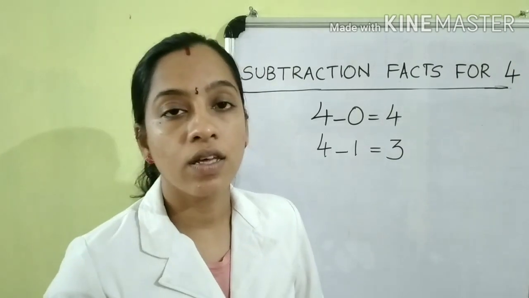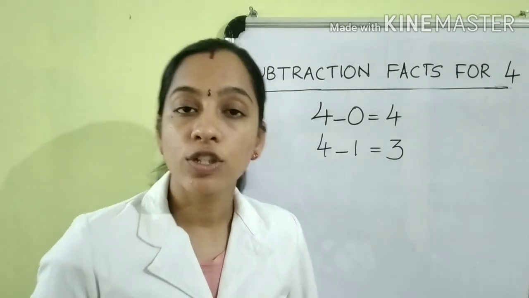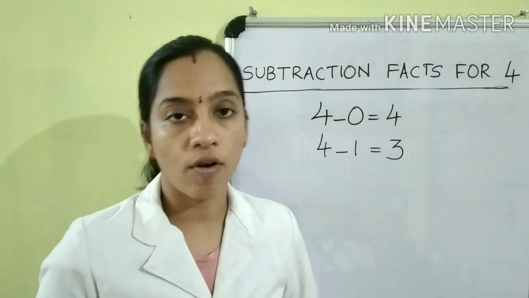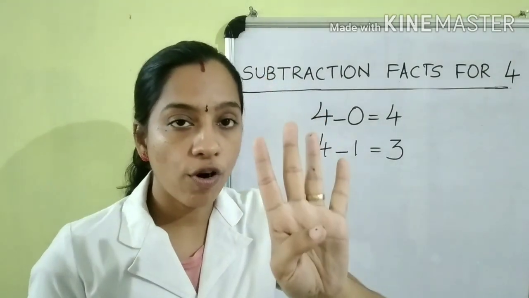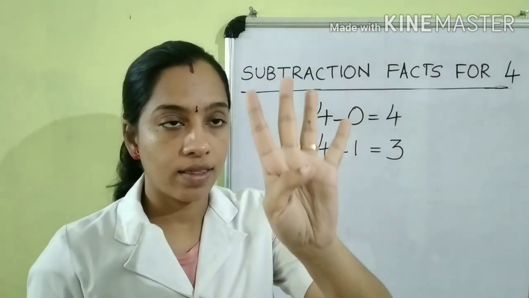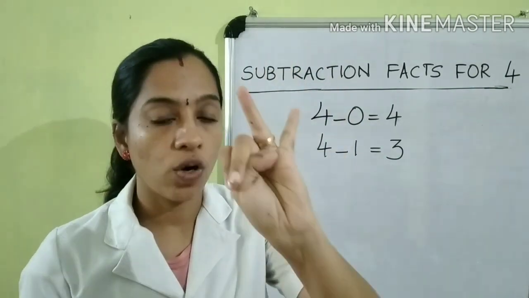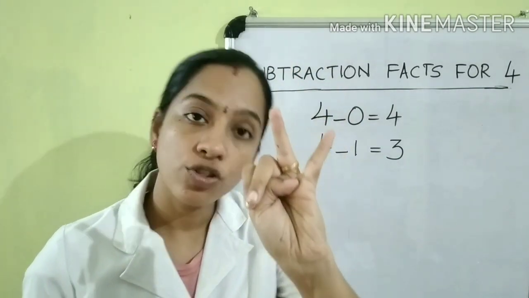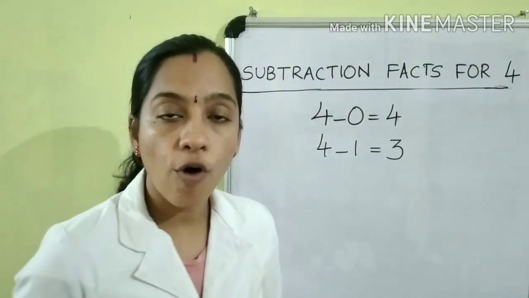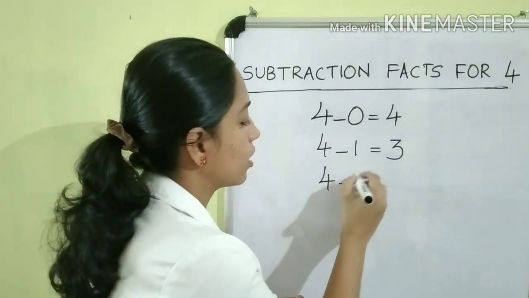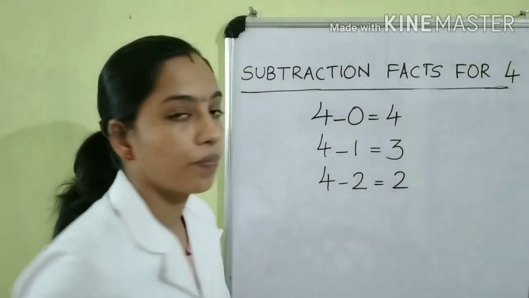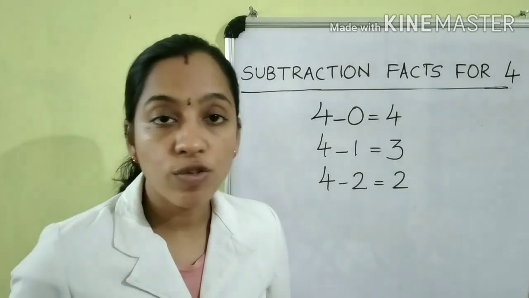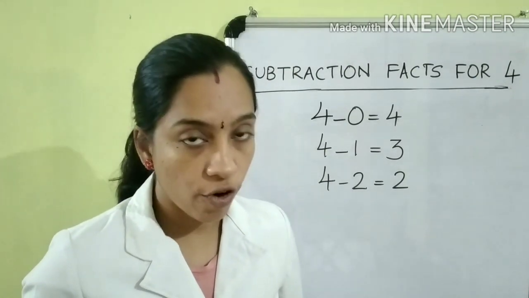Okay. Next, I have to subtract 2 from 4. That is, we have to fold 2 fingers. That is 1, 2. How many fingers left? 2 fingers. That is 4 minus 2 is equal to 2.